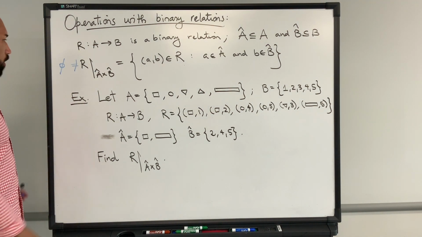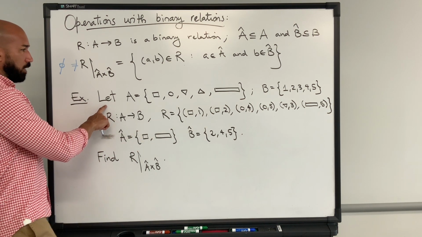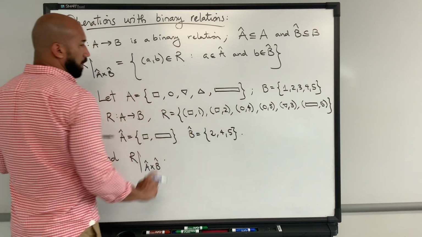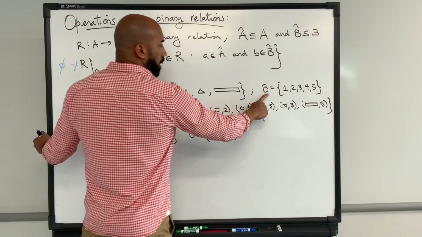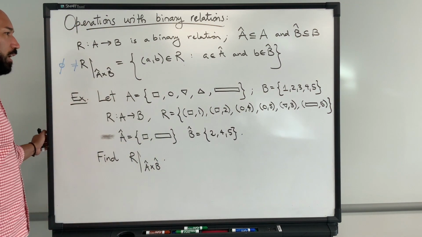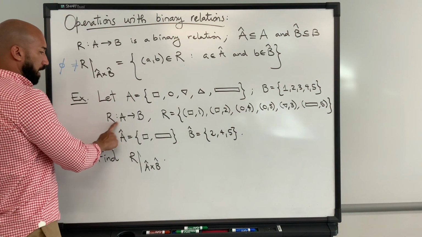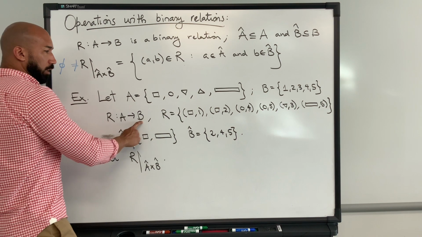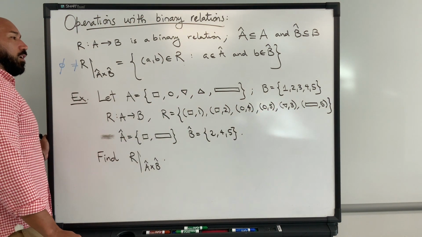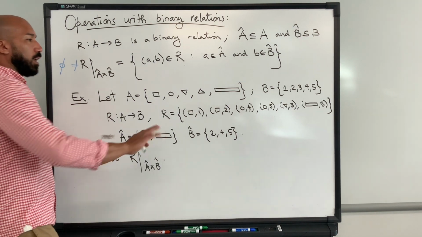All right. So let's see a very simple example. In this case, we have that A is the set with these 5 elements. B is the set with these 5 elements, the first 5 natural numbers. And we have a binary relation R from A to B, containing 6 pairs.